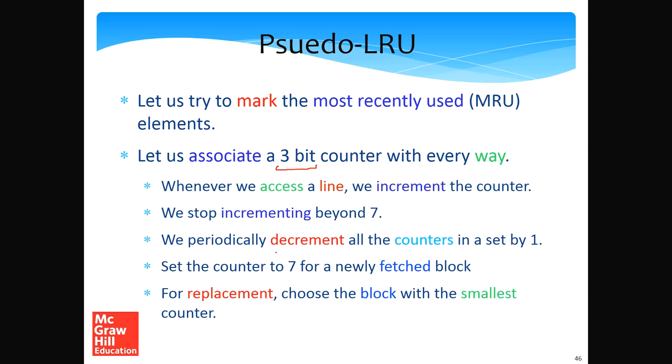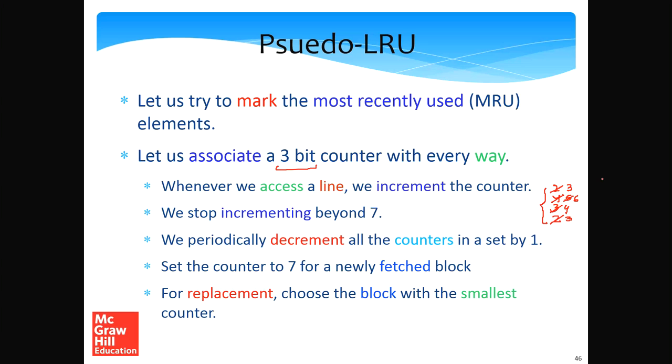Then, let me show an example till this point. Let's say that we have different lines, so they can have different counts. Then we access this line, so from 4 it will become 5. Then we access this line, from 2 it will become 3. We again access this, this will become 3. Again we access this, it becomes 4. We access this, it becomes 6, and so on.